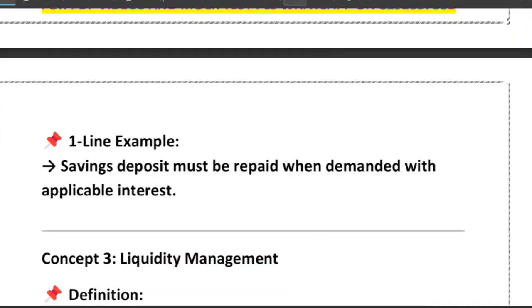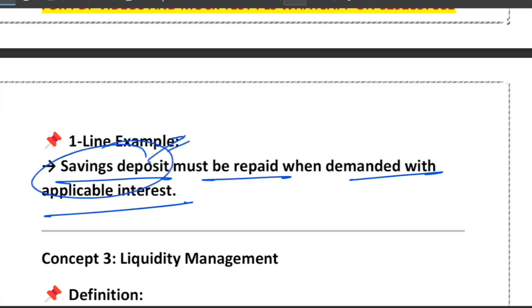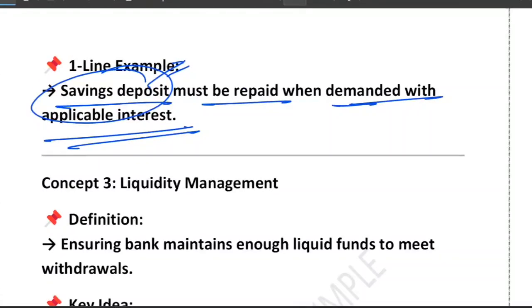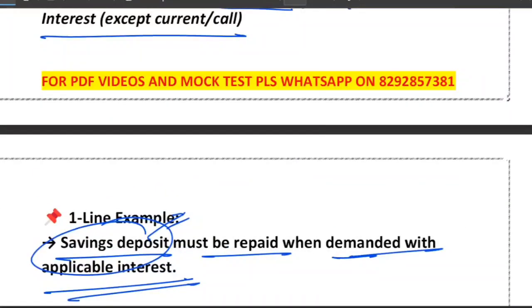So one example they have given: a savings deposit must be repaid when demanded, with applicable interest. Suppose in the bank there is a customer who has a savings account and a deposit in there. So the bank's obligation is to repay the depositor whenever he demands the money, with applicable interest. That's the point.